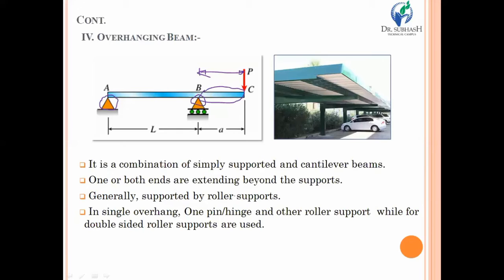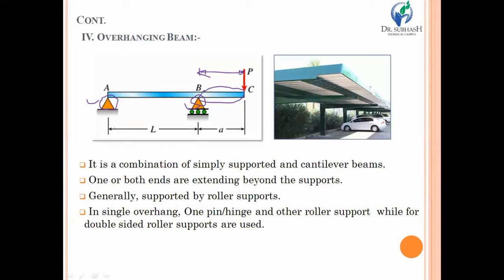Generally, if you find such a type of beam in which one end is pin supported and the other end is roller supported, at that time we can say that there will be only one roller support and one pin support. But it is not necessary that always only one side of the beam portion is overhanging.